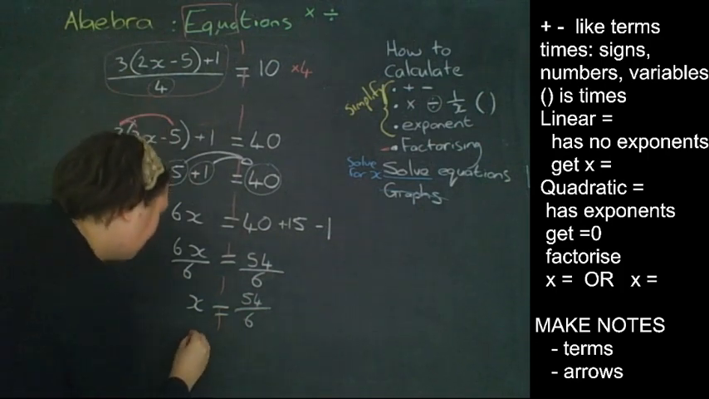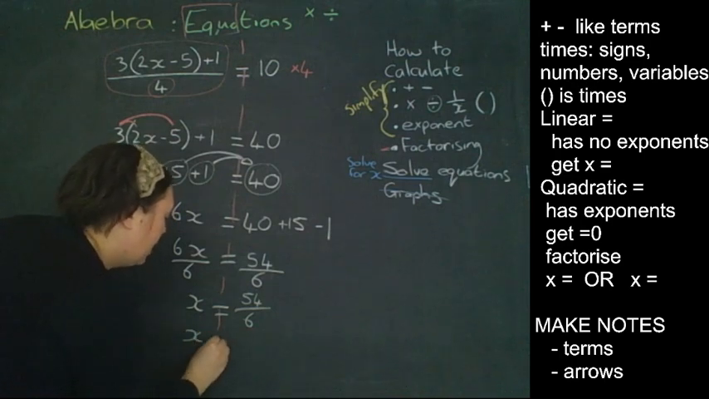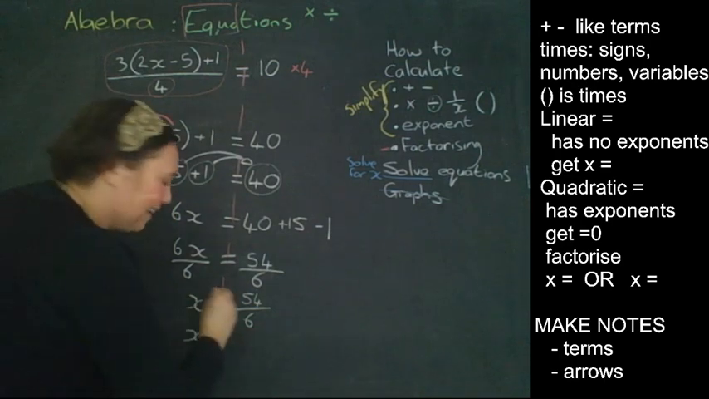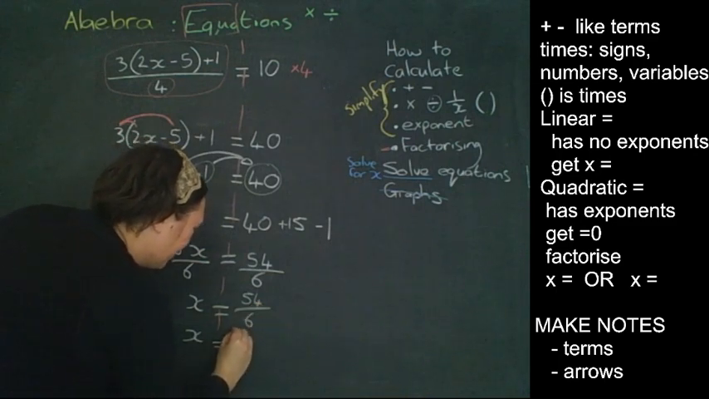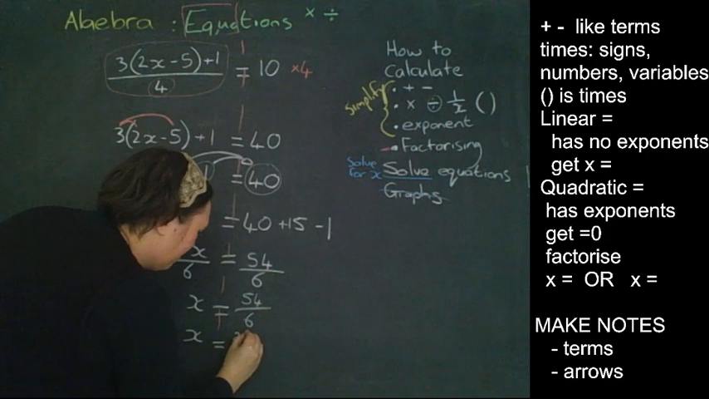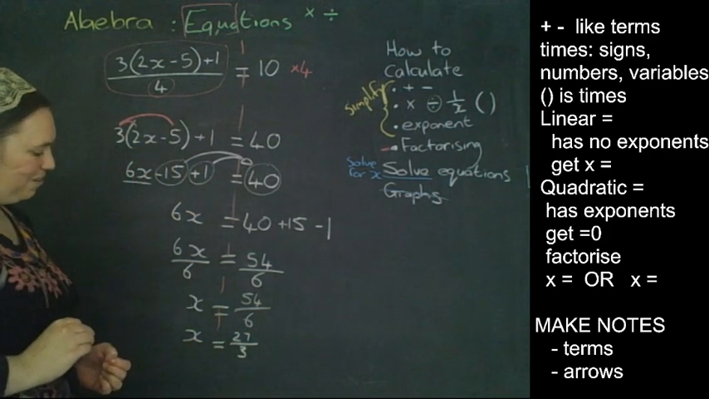Let's see, what's that going to be? I am not a calculator. My brain does not do quick calculations in my head. So let's divide both by 2. So this is 27 over 3. There we go.